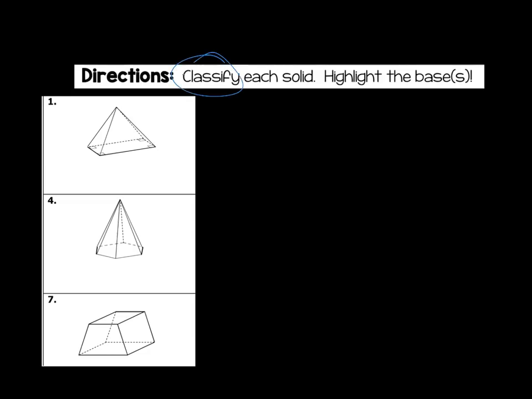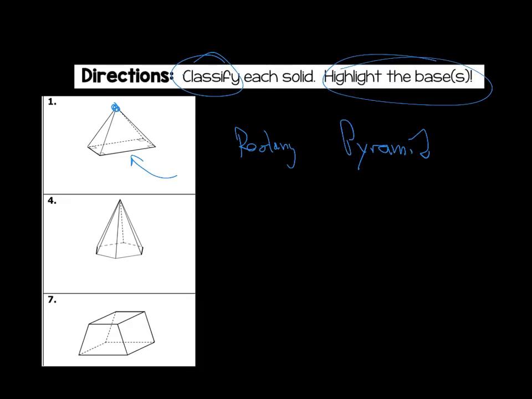Okay, so our first point of business is to simply classify. So again, don't forget to highlight the base. This base is a rectangle, and all of the faces meet at one point. So it's some sort of pyramid, and which type is determined by the base. So I would say that this is a rectangular pyramid.